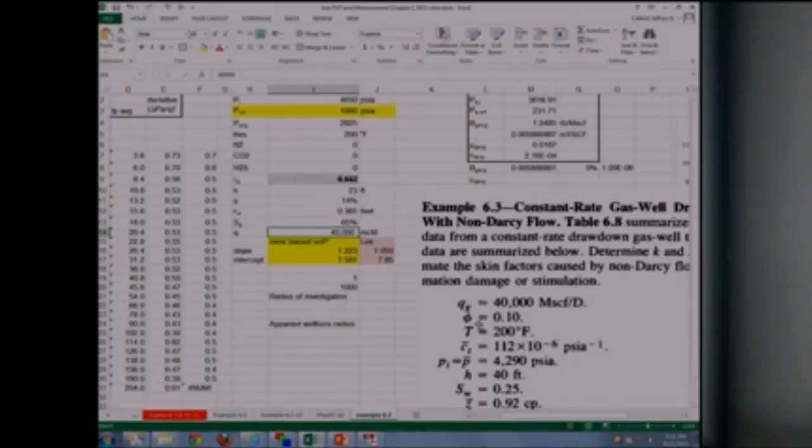Okay, porosity is now 10%, so I'm going to change 14% to 10%. Temperature is now 200 degrees. It was 200 degrees for the last one. Total system compressibility is 112 times 10 to the minus 6.